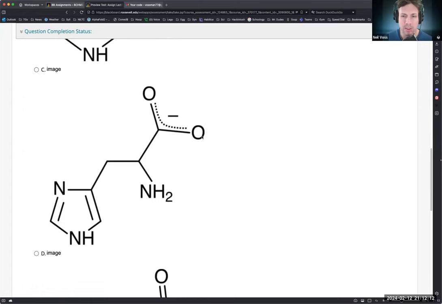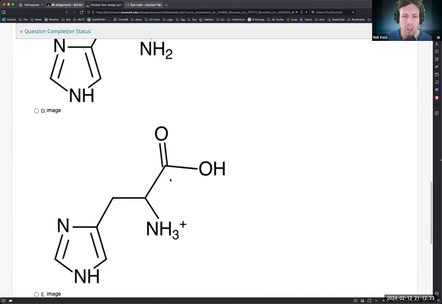Here we have lost the hydrogen. We've lost the nitrogen's hydrogen. So this one's lost all its hydrogen. So this would be probably closest to pH 13 or anything higher than 9.17, really.